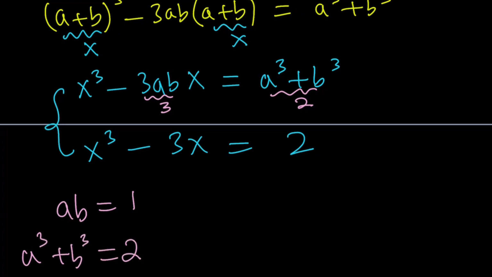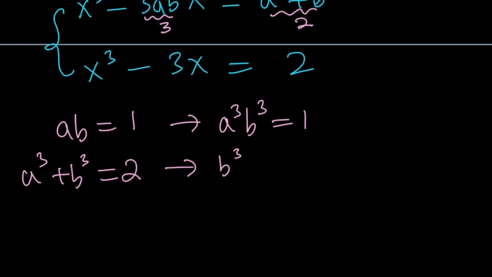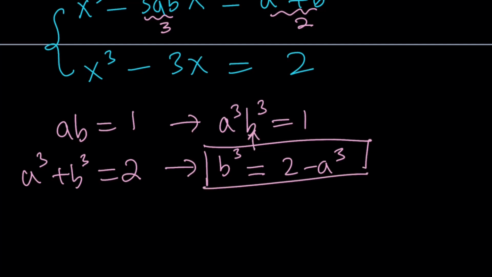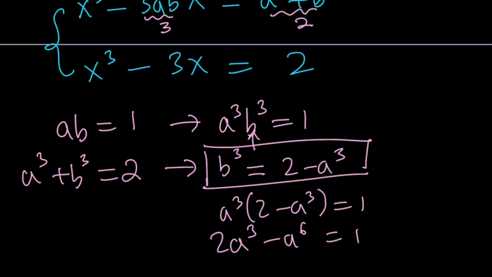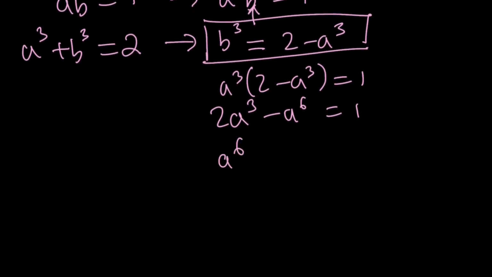And guess what? That gives us a system. Is it a cubic system? No, it is a quadratic system. Let's see why. First of all, cube both sides in the first equation. And then from the second equation, isolate b cubed and write it as 2 minus a cubed. And then you can take this and plug in here, and you get a cubed times 2 minus a cubed equals 1, and then 2a cubed minus a to the 6 equals 1, and then a to the 6 minus 2a cubed plus 1 equals 0, so on and so forth.